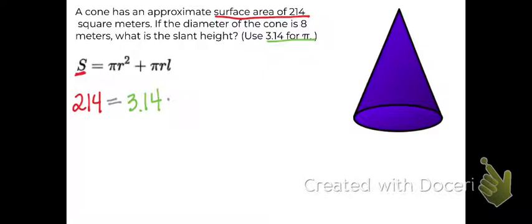Are they telling us what r is? No. Well, r is the radius. They're telling us the diameter. Can we use the diameter to calculate the radius?